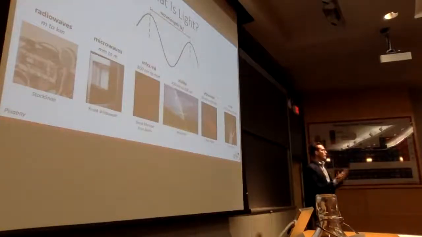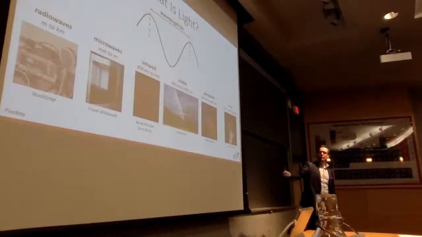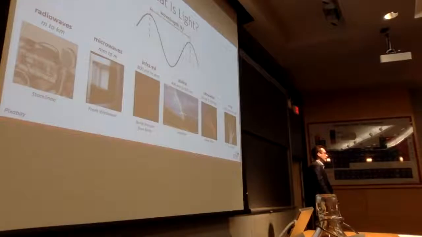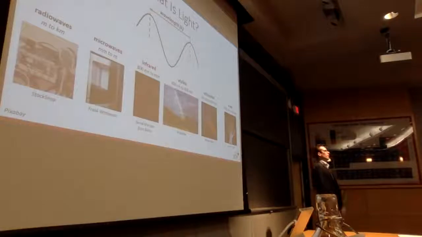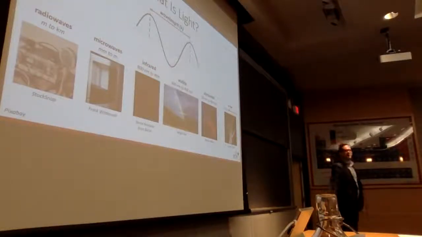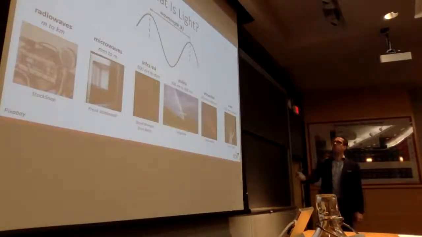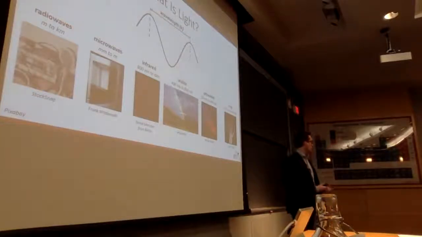If you go very, very small, you probably know that already, we end up with X-rays that are used in the clinics to get X-ray pictures. If we then go a bit longer into the nanometer range, we go to UV light, that causes sunburns. If we go a bit longer, we go to the visible region that our eyes can detect.